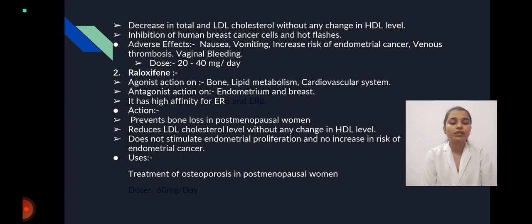So what are the adverse effects of this drug? It causes nausea, vomiting, increased risk of endometrial cancer, venous thrombosis and vaginal bleeding. The dose is 20 to 40 mg per day. Now the second drug is raloxifene.